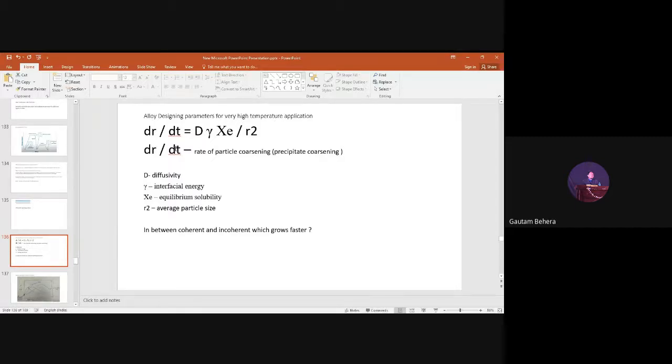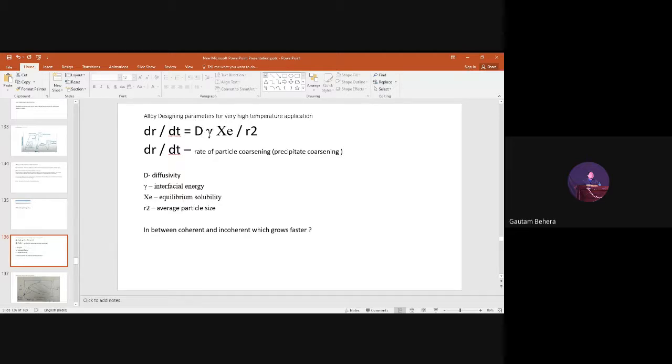The rate of particle coarsening depends upon D. It is directly proportional to D, directly proportional to gamma, directly proportional to Xc, but inversely proportional to r square. What are these things? Diffusivity, interfacial energy, equilibrium solubility, and average particle size. That means the rate of particle coarsening will be more if diffusivity is more, which basically happens at a very high temperature, and it depends upon the materials.